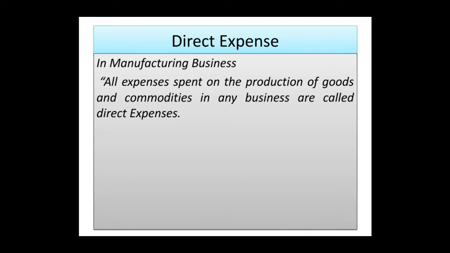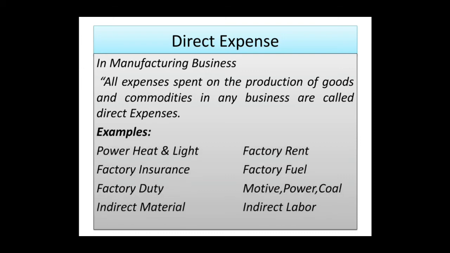The second category is where direct expenses are incurred in manufacturing business. If it is a manufacturing business, then we can say all expenses spent on the production of goods and commodities in business are called direct expenses. What are those direct expenses in manufacturing business?